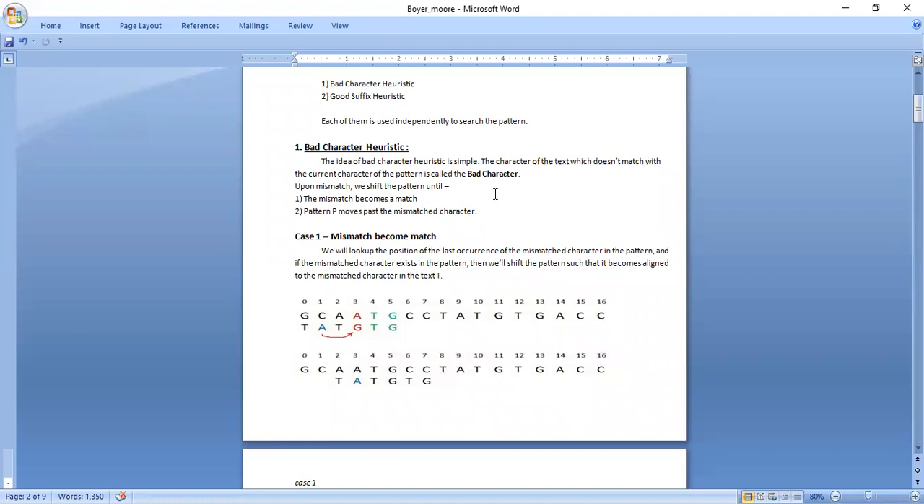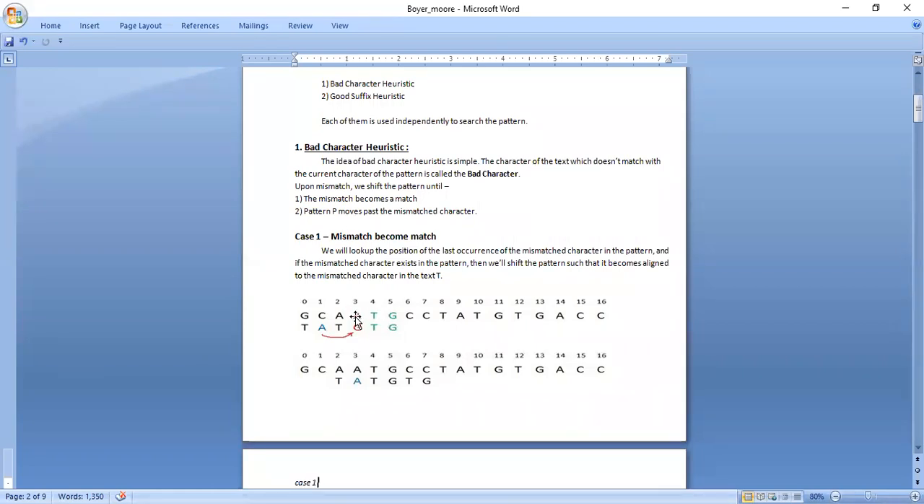So it's going to perform shifting. First, it will perform shifting. Until what time will it perform the shift? Until the mismatch becomes a match, that's the first condition. And the second condition: pattern P moves totally past the mismatch character.